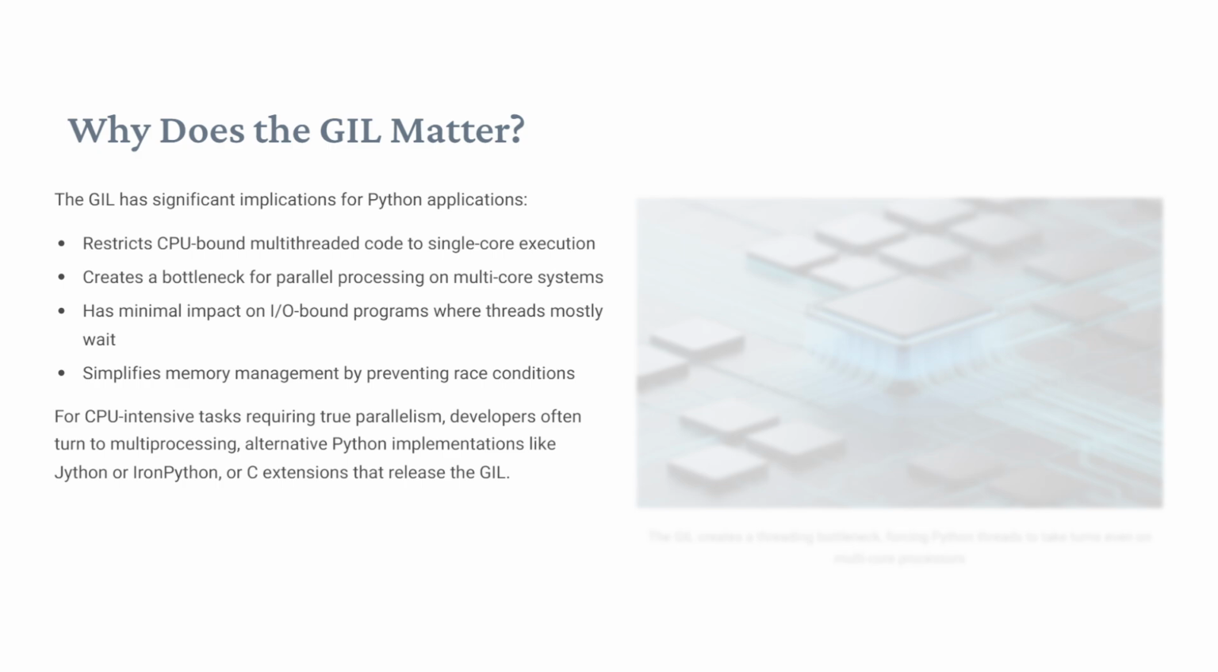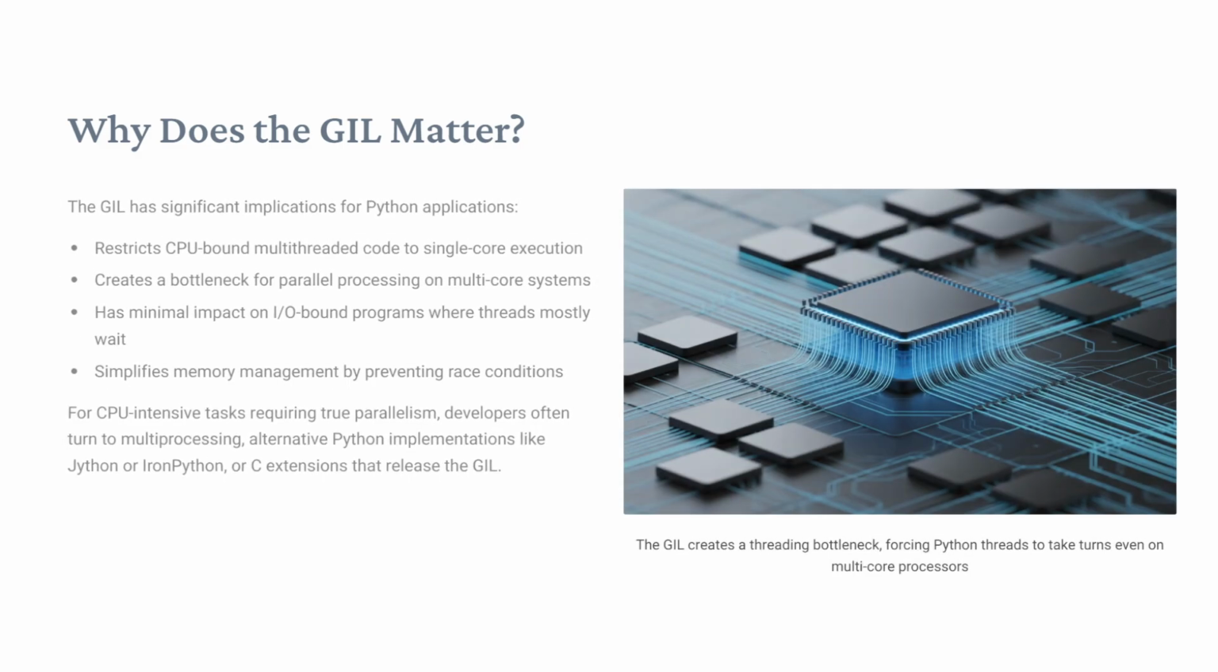So for CPU-intensive tasks requiring true parallelism, developers often turn to multiprocessing, alternative Python implementations like Jython and IronPython, or C extensions that release the GIL. So the global interpreter lock creates a threading bottleneck, forcing Python threads to take turns even on multi-core processors.